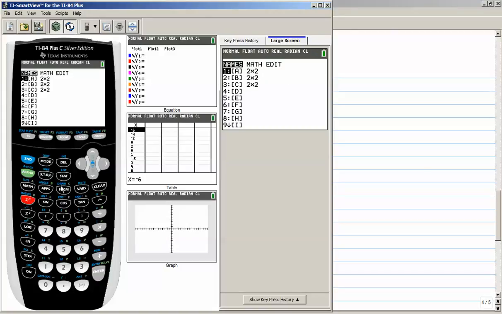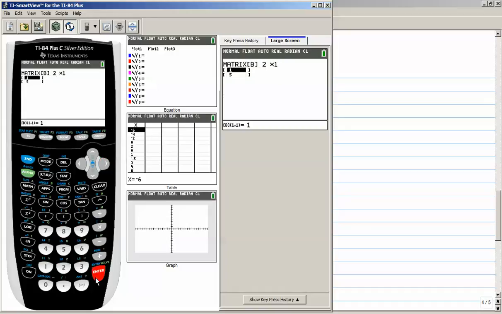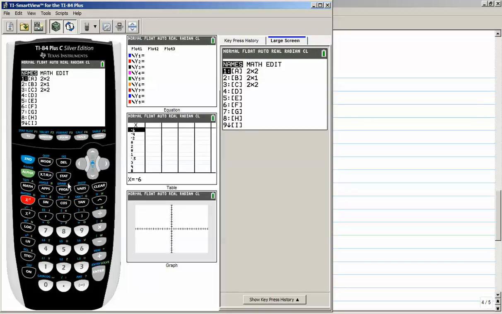So go to matrix. Now I have to edit. I'll need to change the dimensions of A. I want a 2 by 1 matrix. And my numbers were negative 9 and 6. And I'll go back to matrix, and let's go over to edit. Did I do that wrong? Did I put that one in B? Let me see. Oh, I think I put that one in B. Let's go back and change that. I didn't mean to do that.